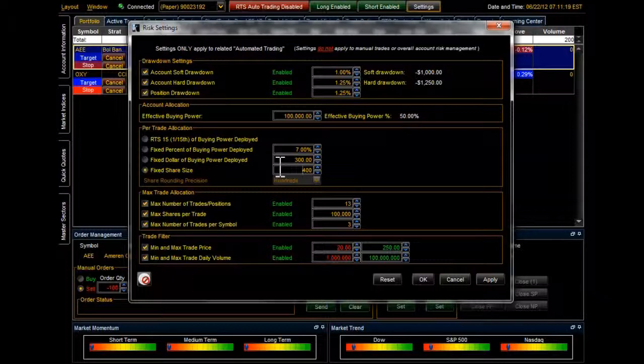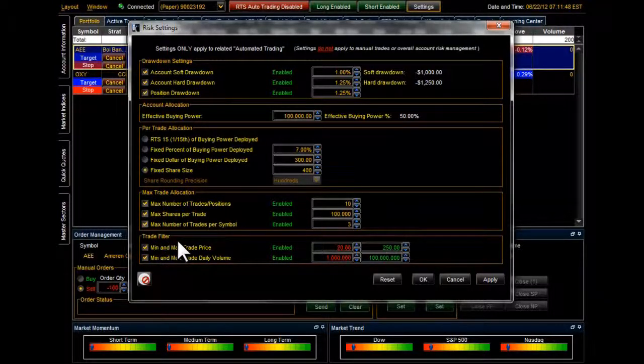Okay, and the next one down is pretty straightforward. We have max trade allocation. You can enable or disable any of these 3. If you choose to enable one of them, to the right you can change the value that you're comfortable with. We have max number of trade/position. The next one is the max shares per trade. And the third one down is max number of trades per symbol. You can enable one or all 3 of these depending on what you're comfortable with and what you want RTS to do.